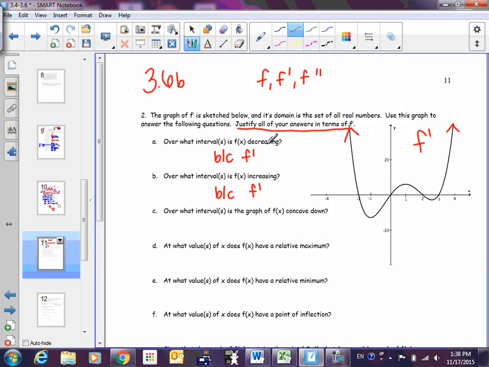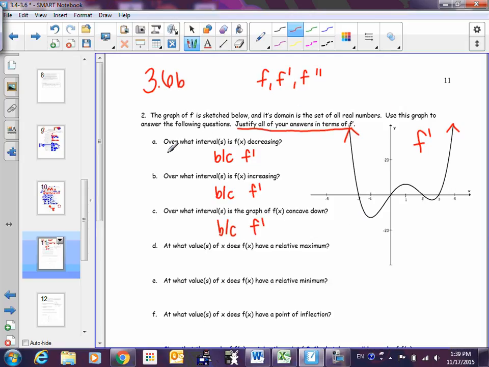And it does say we have to justify everything in terms of f prime. So we talked about this yesterday. That's why it's already written here. You might have it written on your paper. But just as a reminder, every time our justification is going to be because f prime, blah, blah, blah.